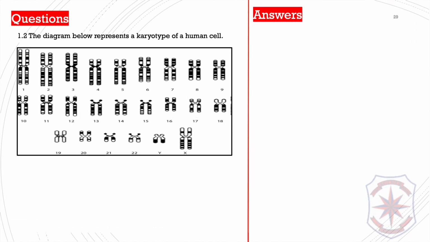Moving on to the next set of questions. Question 1.2, the diagram below represents a karyotype of a human cell. A human cell, meaning 23 pairs of chromosomes and 46 chromosomes in total. Now, let's analyze this karyotype. We have chromosome 1, chromosome 2, chromosome 3, chromosome 4, chromosome 5, chromosome 6, chromosome 7, until chromosome 22. After chromosome 22, we have chromosome X and chromosome Y.